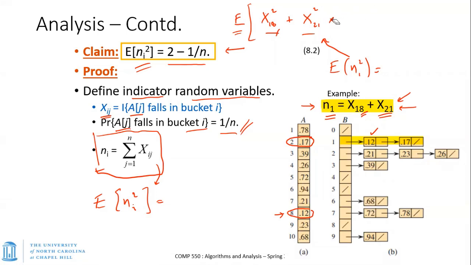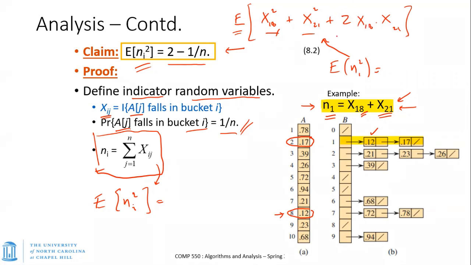So you'd actually have another term. a plus b, the whole squared, is a squared plus b squared plus 2ab, right? So you have this other term as well, 2x18 x21. Sometimes I ask you the obvious questions just so that you guys are awake. All right, so that's how it's going to be. Now remember, these are random numbers.